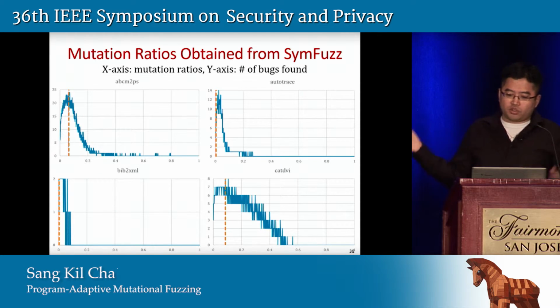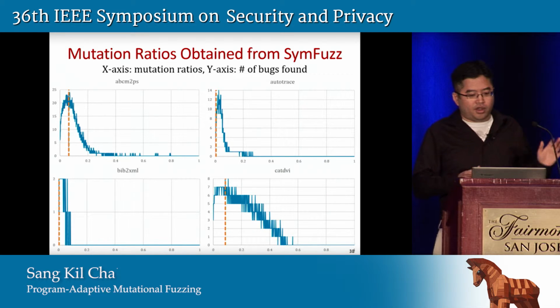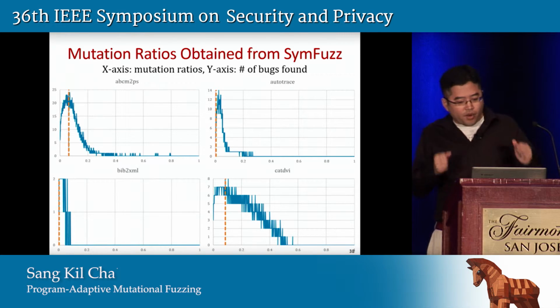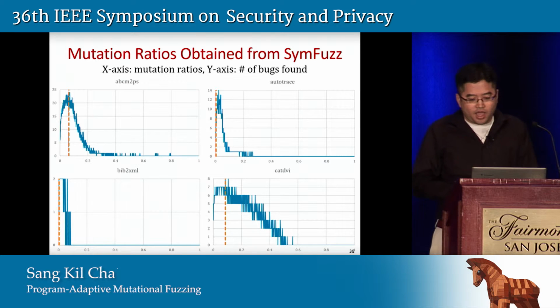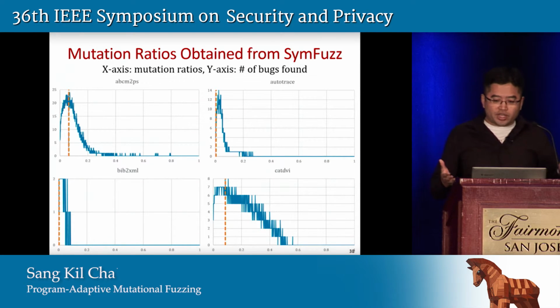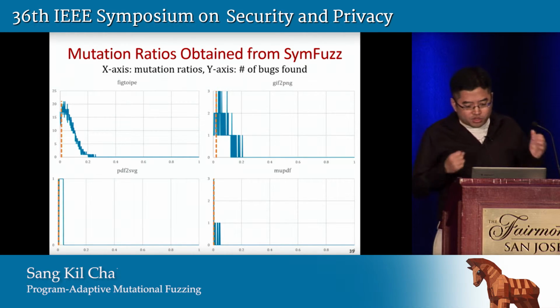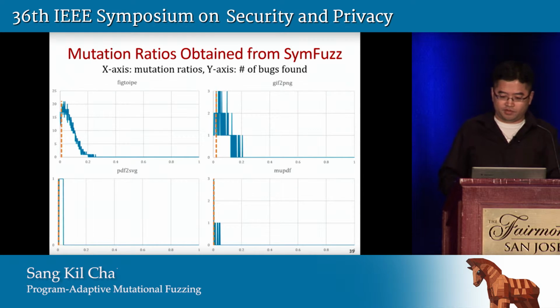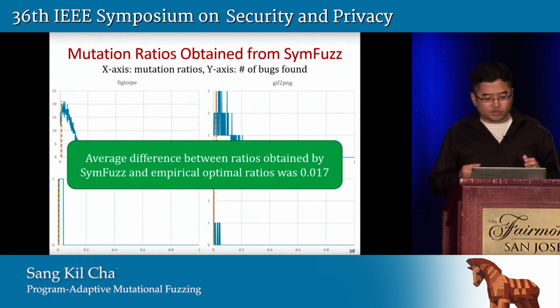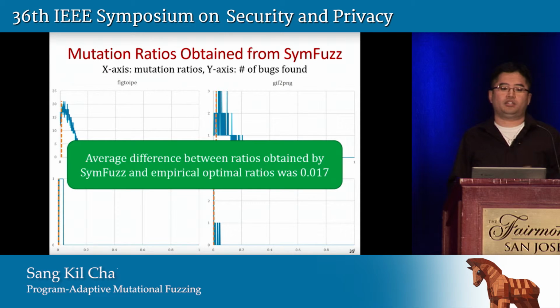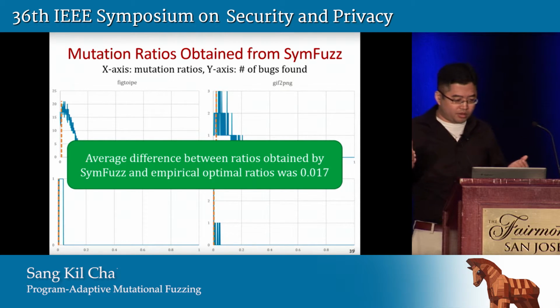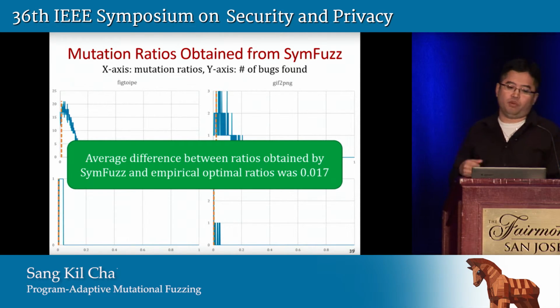So these graphs show the comparison. The dashed line here indicates the ratios derived from SymFuzz, and the blue lines here show the ground truth for each of the different programs. As you can see, the prediction and the empirical were close. And this is also the case for other programs, and we also observe a similar trend in this case. As a result, the average difference between ratios obtained by SymFuzz and the empirical optimal ratio was just 0.017.